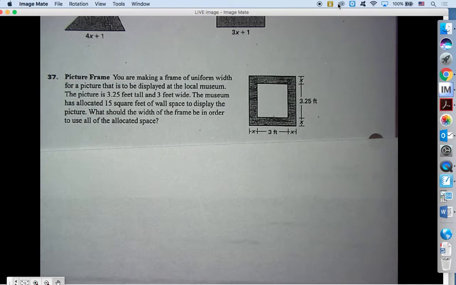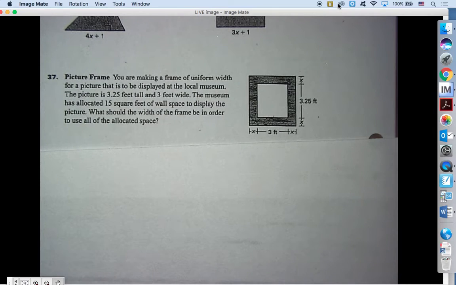So you're making a picture frame with uniform width. The picture is to be displayed at the local museum. It's 3.25 feet tall and 3 feet wide. The museum has a total of 15 square feet of wall space to display the picture, and we want to use all of the space.